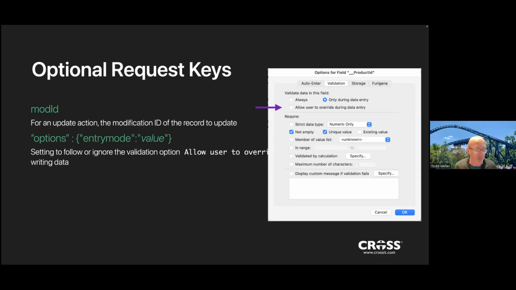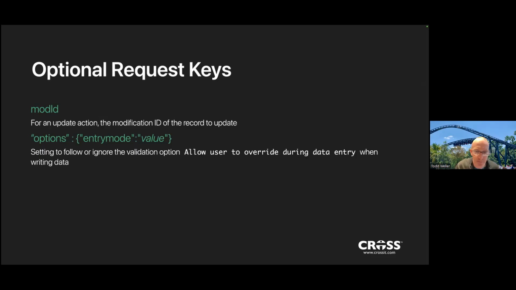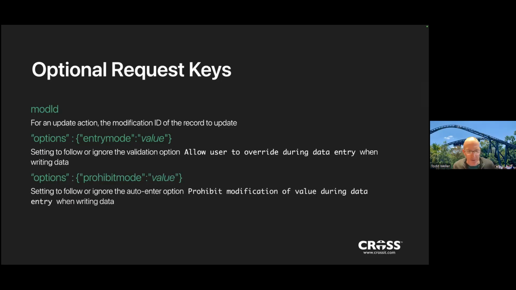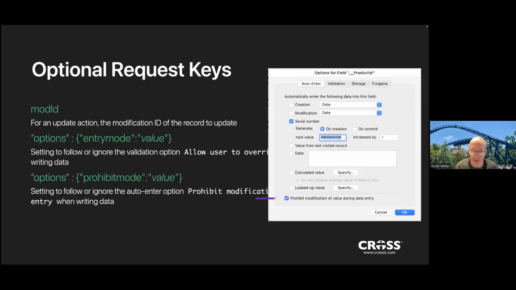Or if it's set to user, it's going to follow whatever permissions the user has in their privilege set to either ignore or follow that validation. And similarly, there is a prohibit mode, where the values are either script or user, and that's the setting that's going to follow or ignore the auto enter option, prohibit modification of value during data entry when it's writing data, and that's the one that we find here on the auto enter tab.